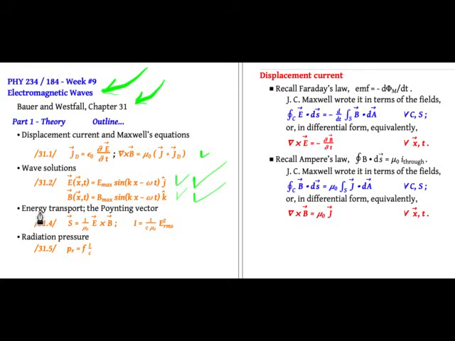The next topic is energy transport. We've already seen that there's energy associated with the electric field. For example, the energy stored in a capacitor belongs to the electric field. And with the magnetic field, the energy stored in a solenoid belongs to the magnetic field. Well, with these time-dependent fields and traveling waves, that energy can be transported in space. That energy can be carried along by the wave and transported from one place to another.